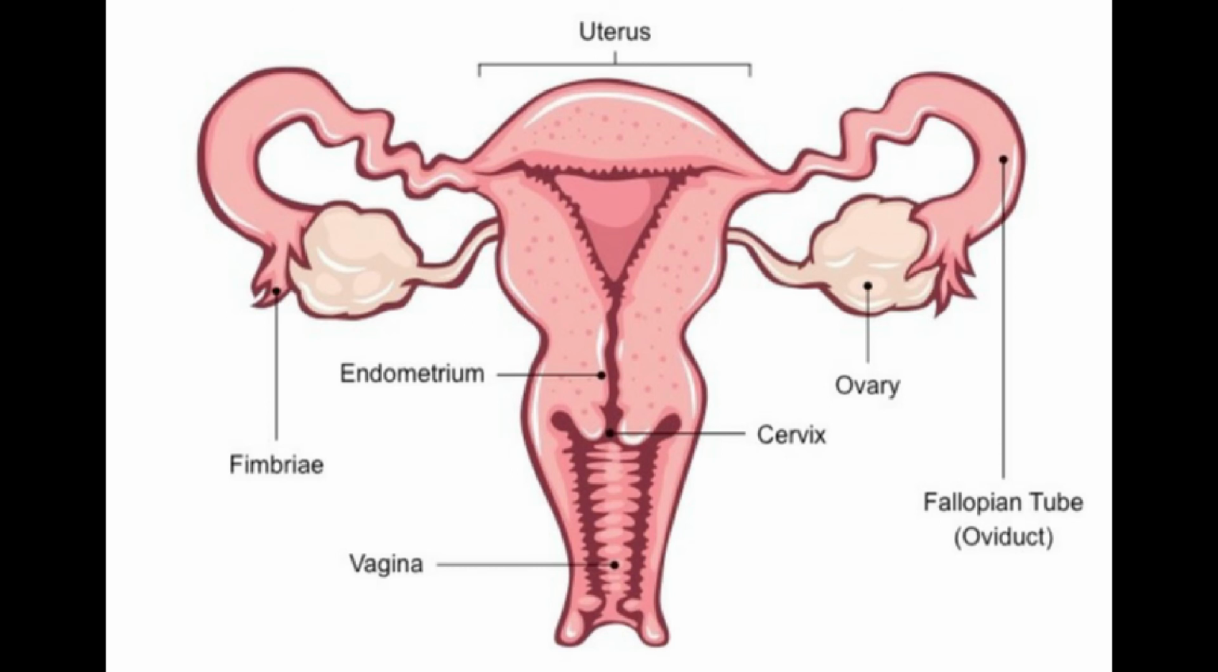The vagina is a tubular organ about 10 centimeters long. Its functions are to act as an outlet for the menstrual flow. It is the receptacle of the penis during intercourse and constitutes the birth canal.